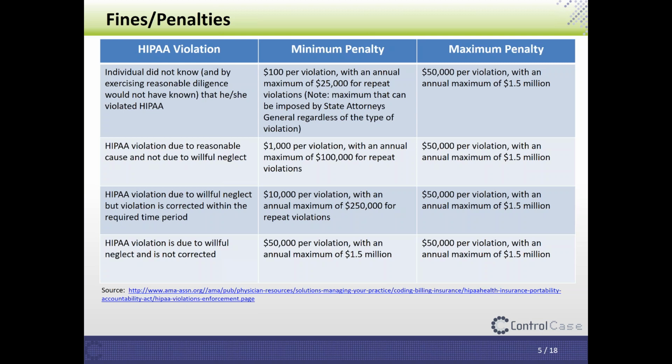Number one, was it due to willful neglect, or was it not due to willful neglect? That's one key data point based on which penalties are determined. The second key point was if it was corrected within a required time period. And obviously, if it was because of willful neglect and it was not corrected within the required time period, the penalties are higher than if it was related to something that was not willful neglect.